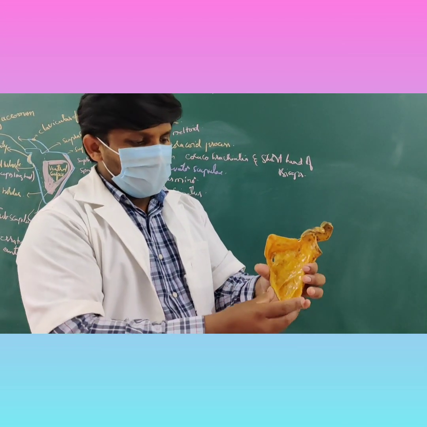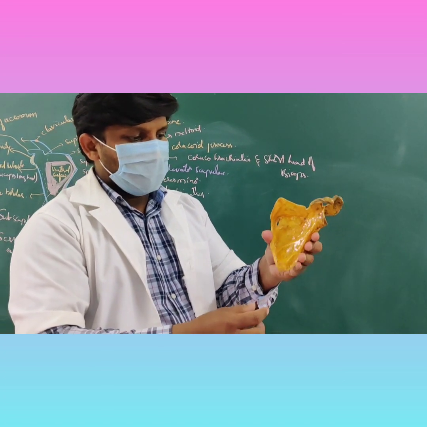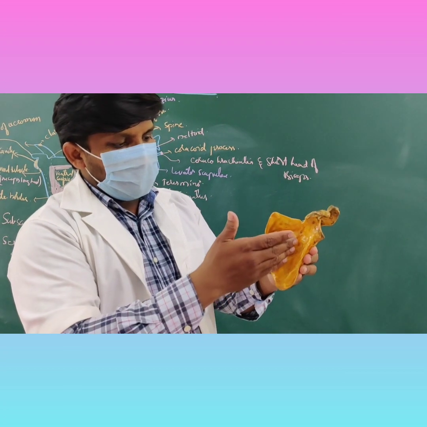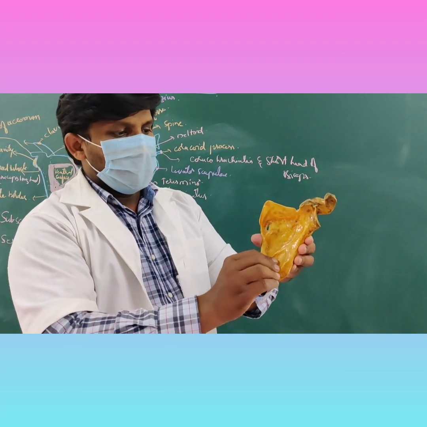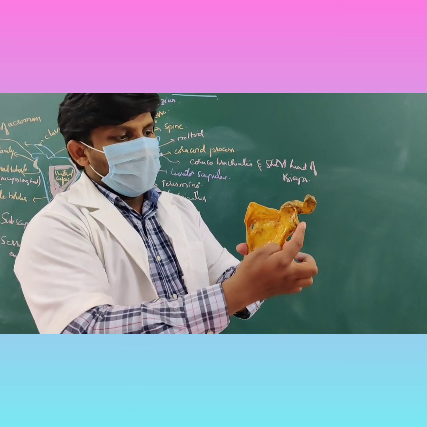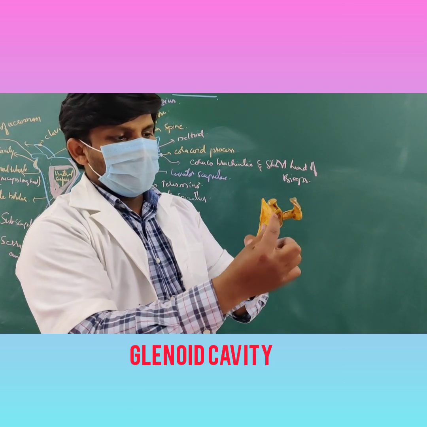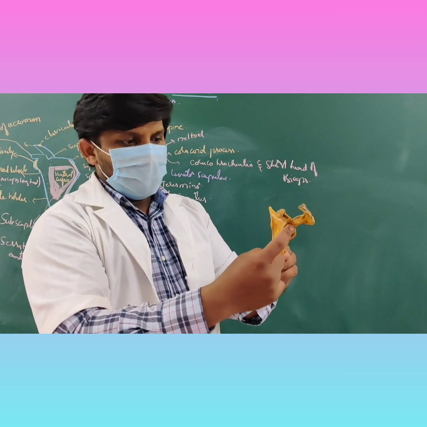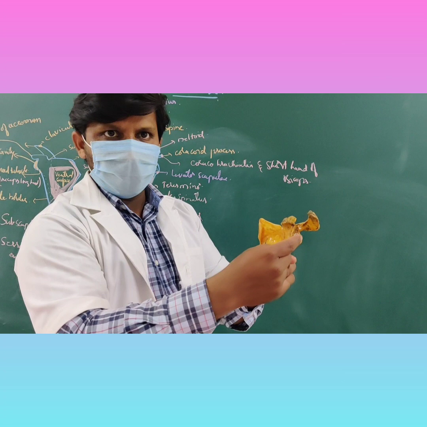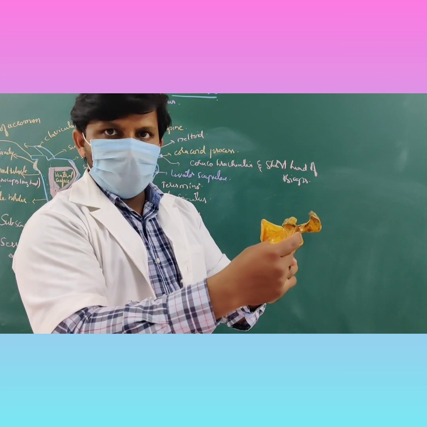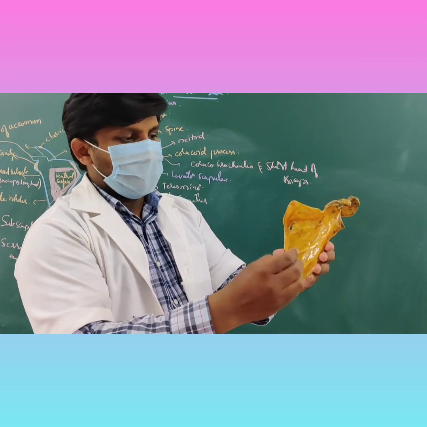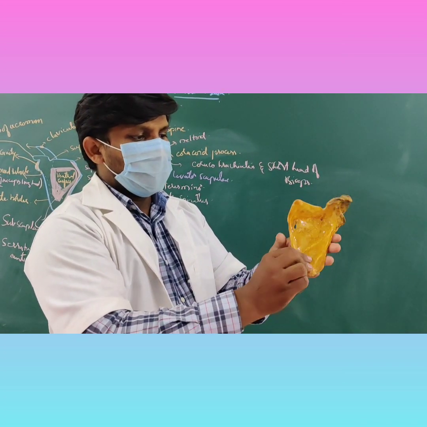For the anatomical position of the scapula, you should hold the scapula like this, and the anterior surface should face forwards. The posterior or the dorsal surface should face posteriorly. The glenoid cavity faces laterally. So this is the glenoid cavity. This glenoid cavity articulates with the head of the humerus to form the shoulder joint. So surfaces we have seen: the anterior surface and the posterior surface.